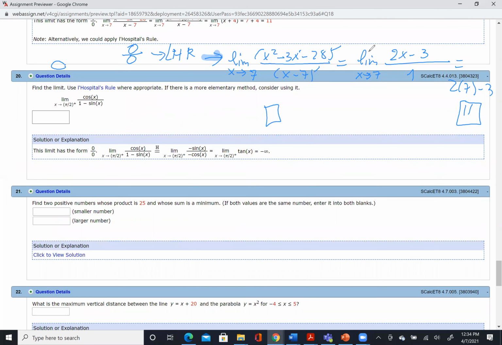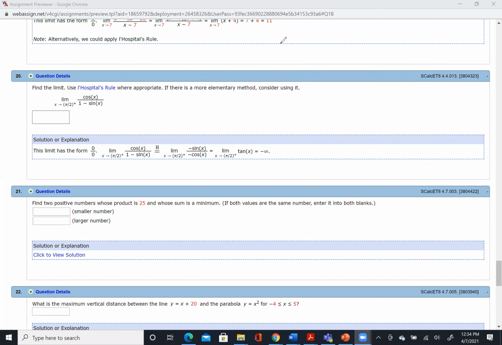Okay, number 20. Still, for this problem you're pretty sure you have to use the rule, because there's no alternate way to do this problem.